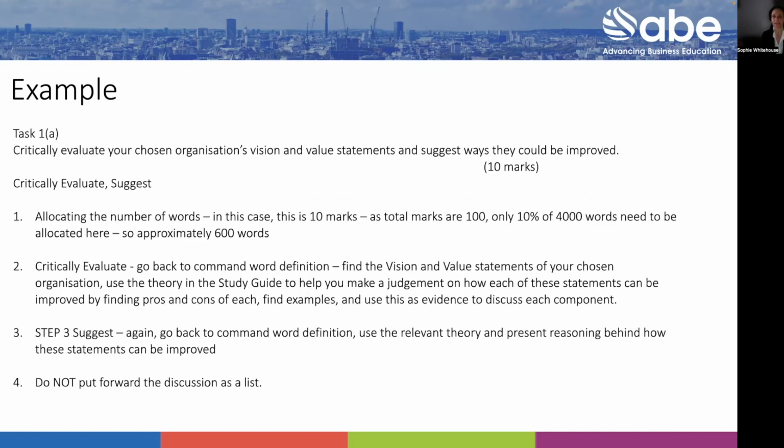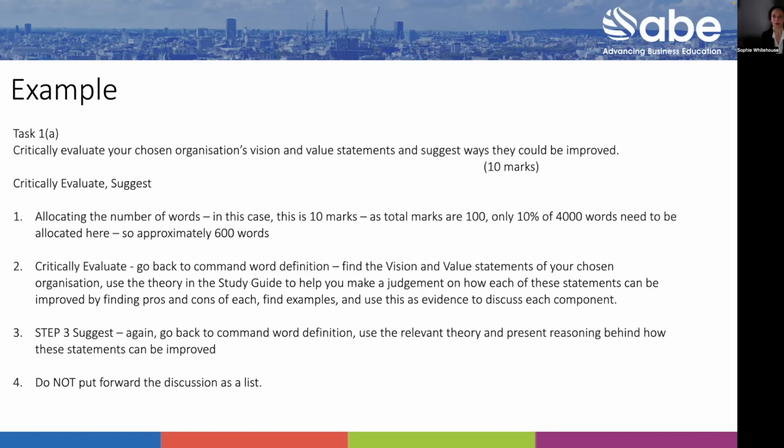Now here we're going to break down the example. We've isolated the command words, two groups of them, one being critically evaluate, one being suggest. And then there's that 10 marks. So number 1, as we discussed previously, allocate the number of words. 10 marks, I expect 400 words, thereabouts. The slide says 600 words, but it's really 400 words, 440 maximum.